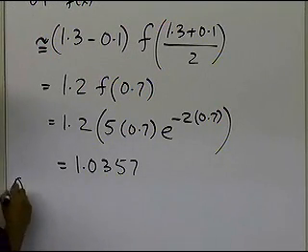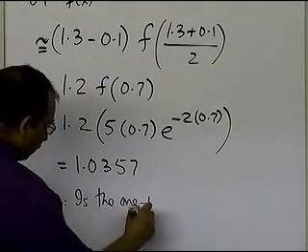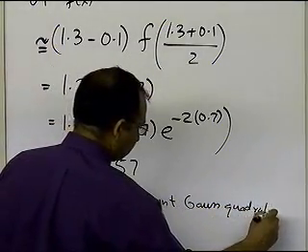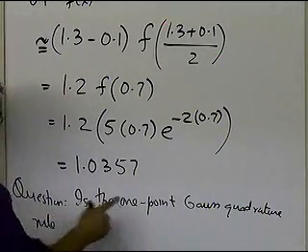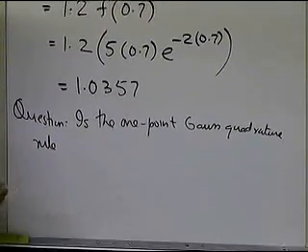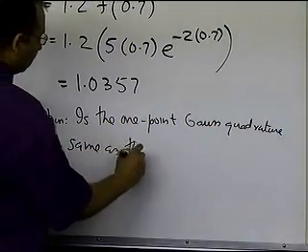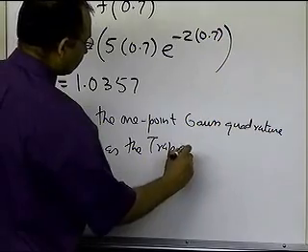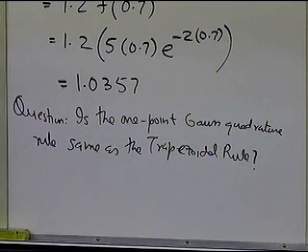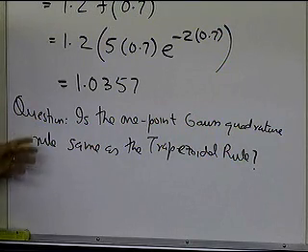So the question which I want to ask you, which you can do at home, is about the 1-point Gauss Quadrature rule. The way we derived the 1-point Gauss Quadrature rule was by using a straight line to get the coefficients out. So is the 1-point Gauss Quadrature rule the same as the trapezoidal rule? Are they the same? Do they give you the same numbers for any kind of integral? That's something which I would like you to see.